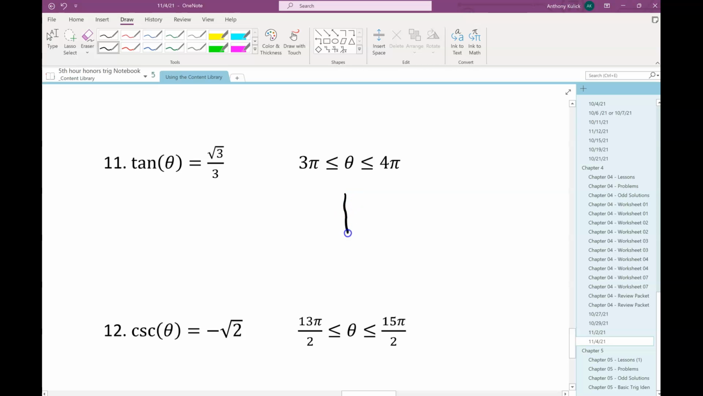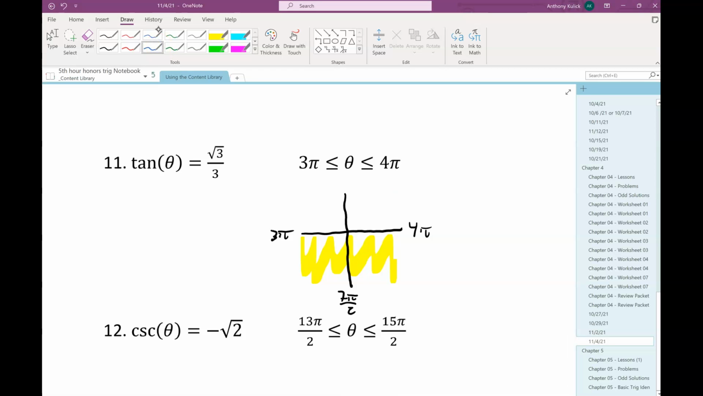So again, we'll draw our picture. So 0, 1/2, 1, 1.5, 2, 2.5, 3, 3.5, 4. So we're looking at quadrants 3 and 4. Again, I just drew the parts that I needed, right? All silly turtles crawl.